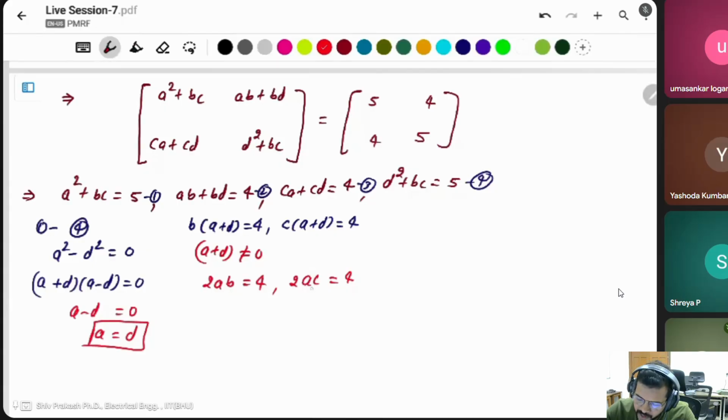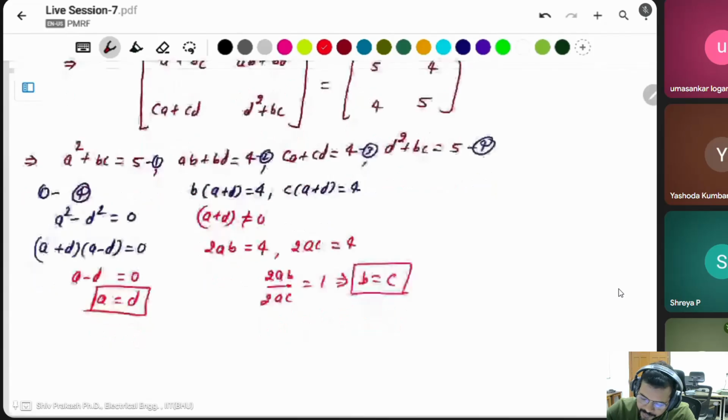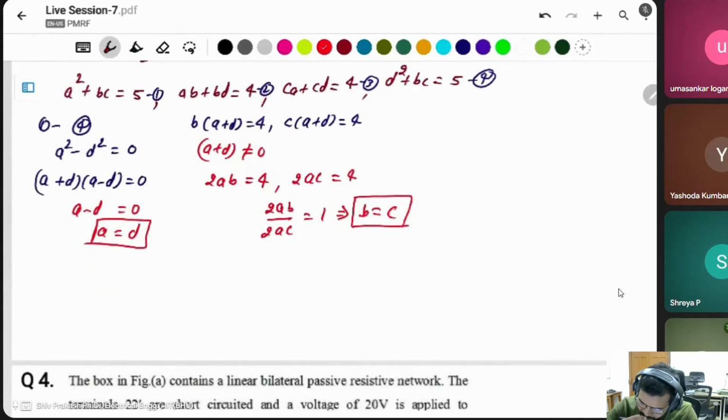From this you can say, if you divide 2ab by 2ac, it is equal to 1, it means b is equal to c. A will be cancelled out. But to compute the parameters, we don't have the values of a, d and b, c. How will we get them?